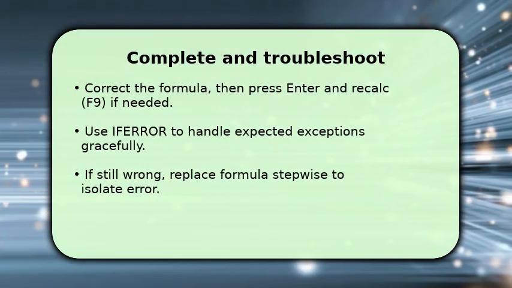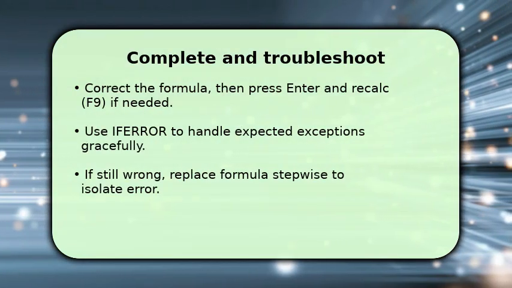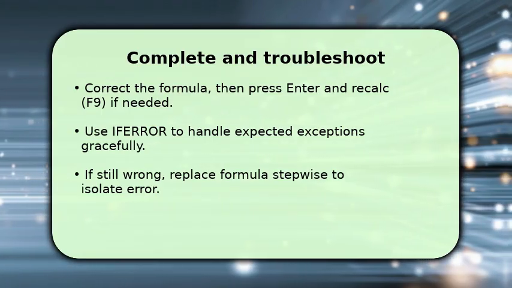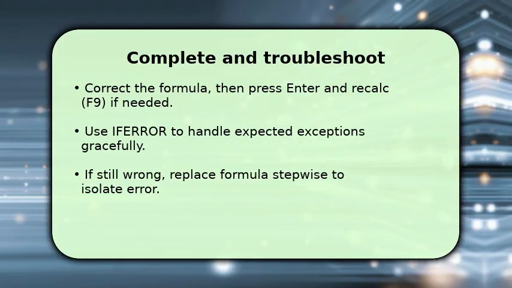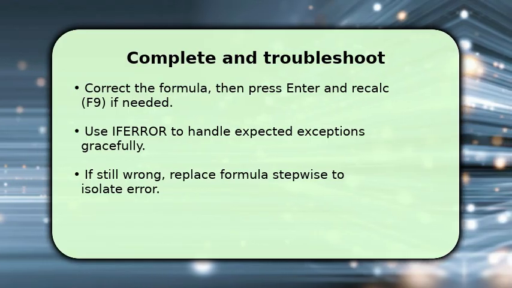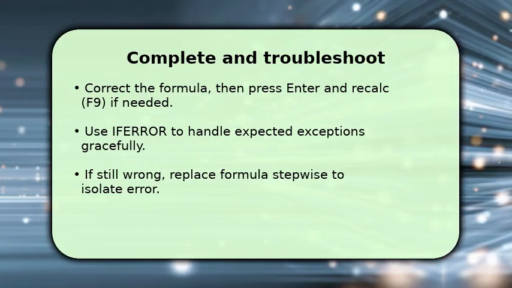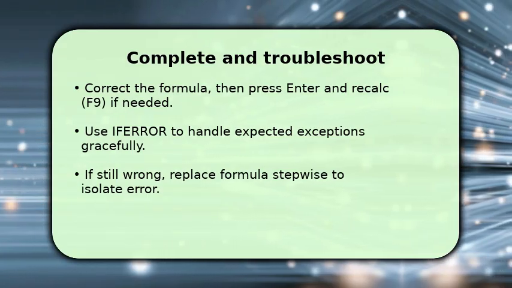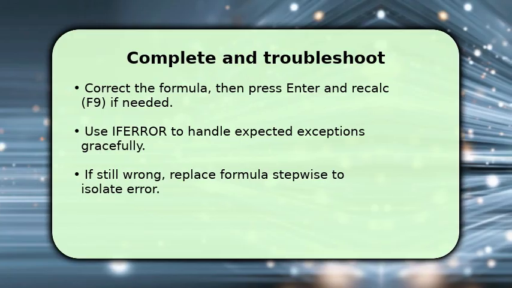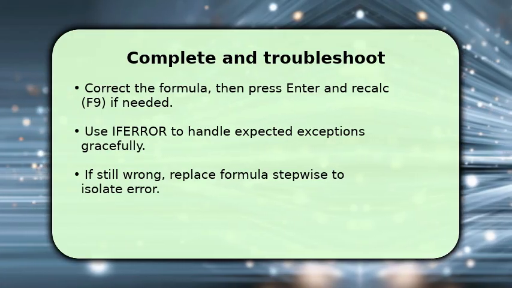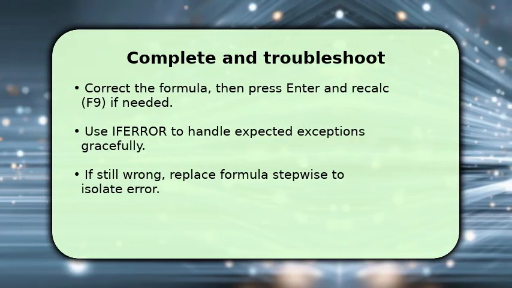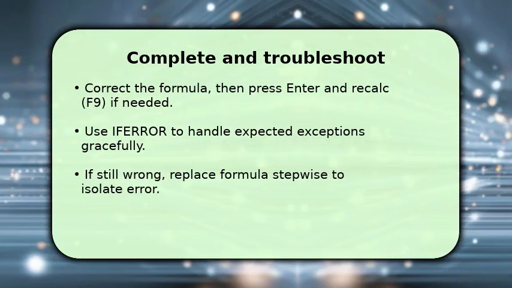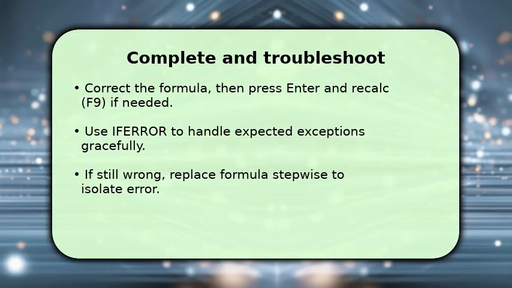Finish by correcting the identified token, whether a wrong operator, missing parenthesis, or bad reference. Press Enter and force a recalc with F9 to confirm results. If the formula may encounter divide by zero or missing data, wrap it in IFERROR to return a sensible fallback and avoid ugly errors. If the problem persists, rebuild the formula piece by piece in a blank cell to isolate the failing part. If nothing fixes it, clear formats and re-enter inputs to rule out hidden characters.